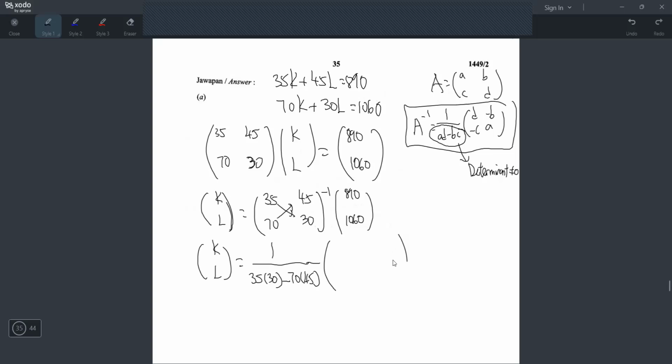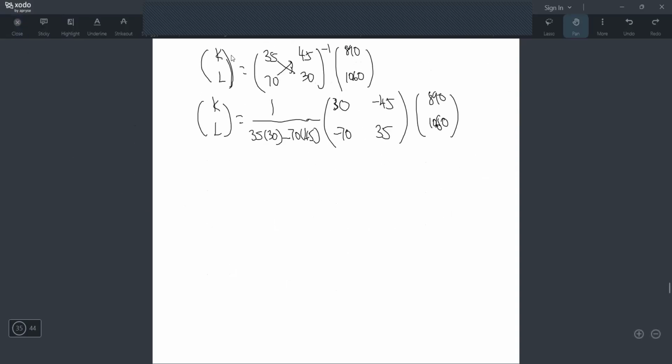And then bracket. The A and D, which is 35, 30, have to tukar tempat. It means terbalikkan. So 30 atas, 35 bawah macam ni. And then this 45, 70, tak payah terbalik, tapi kena tukar tanda. 45 jadi negatif, 70 pun jadi negatif. And belakang ada lagi 890, 1060. Okay, now we can continue.